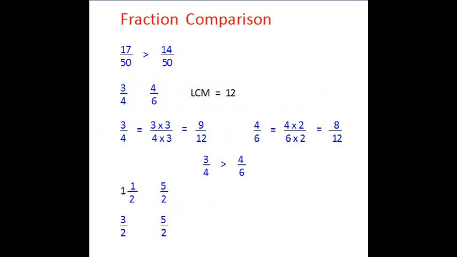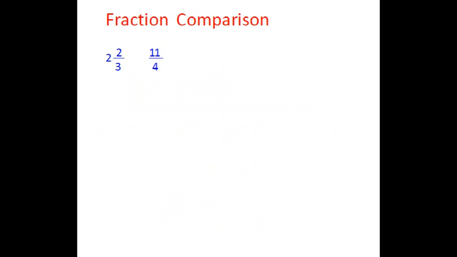It is easy to compare 3 over 2 and 5 over 2 because these are now like fractions. So we know that 3 over 2 is smaller than 5 over 2. Therefore, 1 and 1/2 is smaller than 5 over 2. Now this example is a little bit different. What we have here is one mixed number and another number as an improper fraction, and also their denominators are different. So what is the first step?